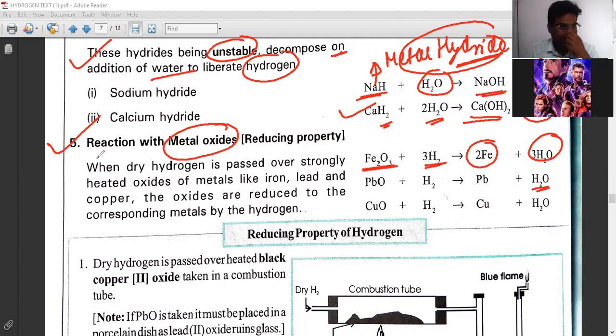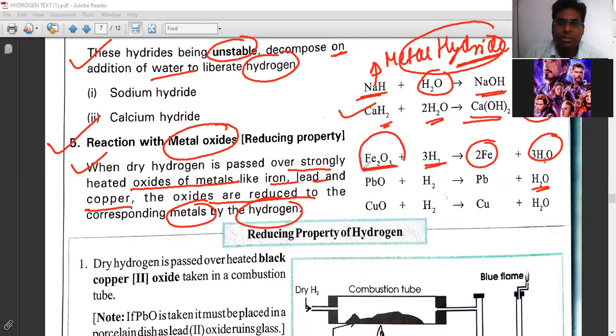So this point says that when hydrogen gas is passed over strongly heated oxides of metals like iron, lead, copper, the oxides are reduced to the corresponding metal by the hydrogen. When we use oxides of metals like iron oxide and react them with hydrogen, oxygen is removed from the metal oxides. When lead oxide reacts with hydrogen, it forms lead. So you can obtain the metal in pure form by removing the oxygen.